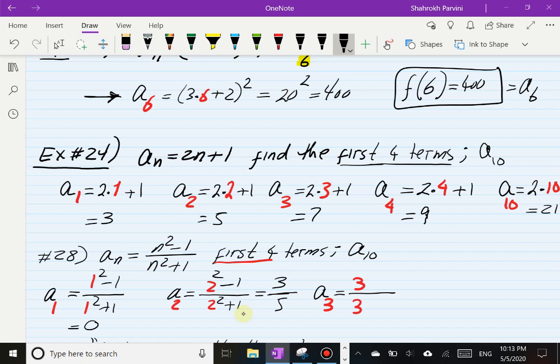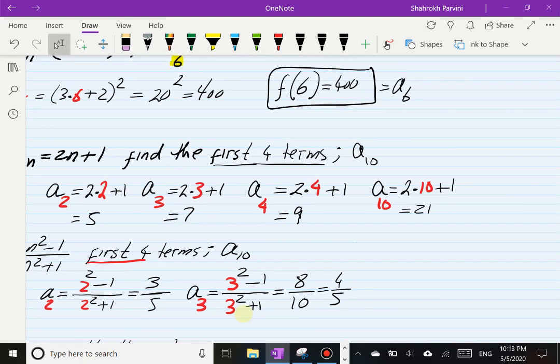Okay, and then the third term, that's going to be n squared minus 1 in the numerator, n squared plus 1 in the denominator. So that's going to be 9 minus 1, that's 8. 9 plus 1 is 10, right? 8/10. Of course, you can simplify it if you want. That gives you, what, 4/5? A4 is going to be done in a similar manner. A4 is equal to n squared minus 1 over n squared plus 1, and then we're just going to put in the n. 4 here, 4 here. Square in the numerator, square in the denominator. In the numerator, I have 16 minus 1. In the denominator, I have 16 plus 1. 15/17. And there you have it.